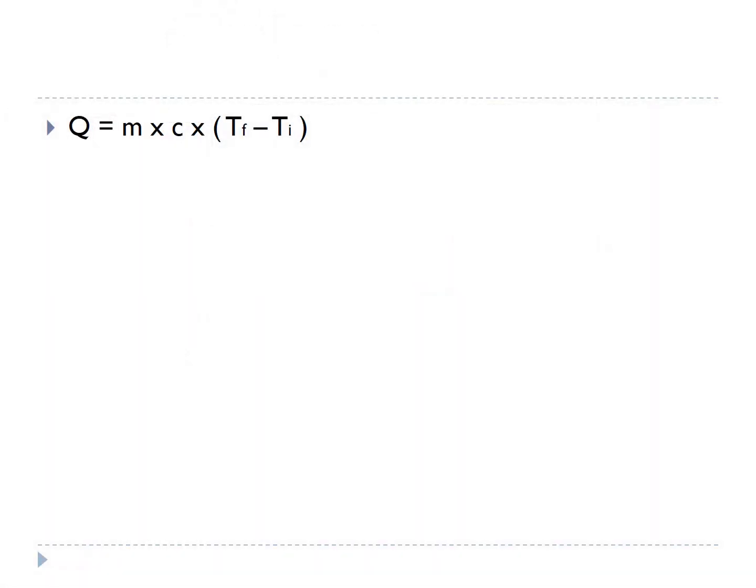Okay, now how much heat I am giving to a particular substance depends upon the mass of the substance, it depends upon the specific heat of the substance, and it also depends upon how much increase is happening in the temperature, or how much difference there is between the initial and the final temperature.